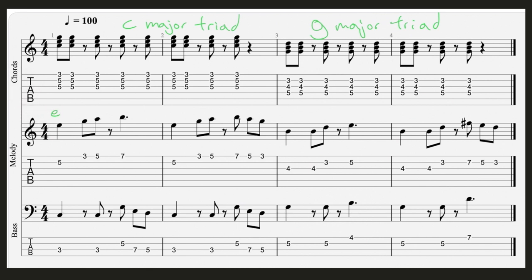So in this little piece, the chords are really triads. What that means is that they're played with 3 notes. For example, here's the C major triad, and then you have the G major triad. And for C, that's C, E, and G. And then on the G, you have G, B, and D.